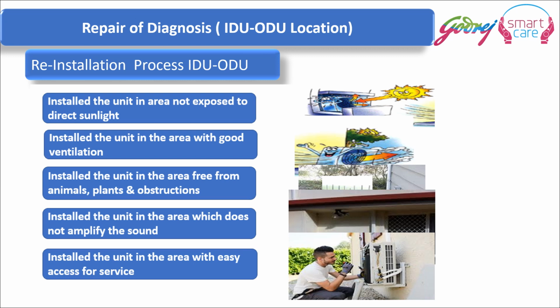We have to install the unit in an area which is not exposed to direct sunlight. We have to install the unit in areas with good ventilation. We have to install it in areas which are free from animals, plants and obstructions. We have to install the unit in areas which do not amplify the sound. We have to install the unit in an area with easy access to service.